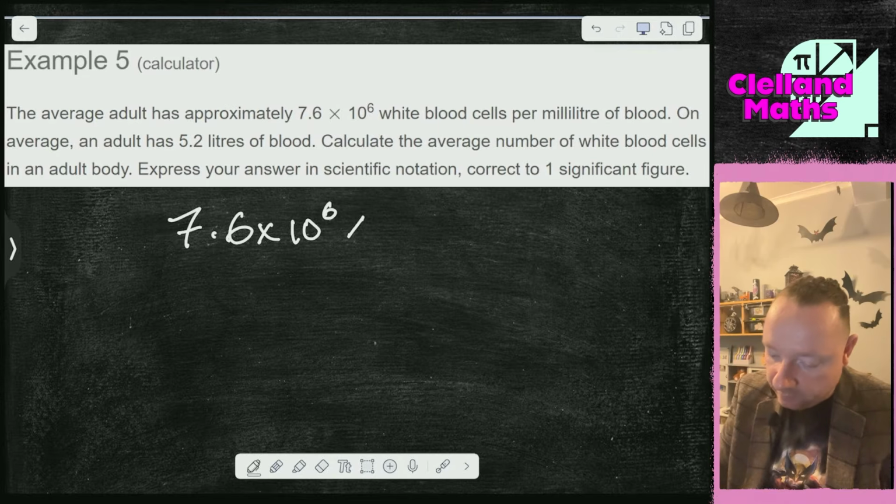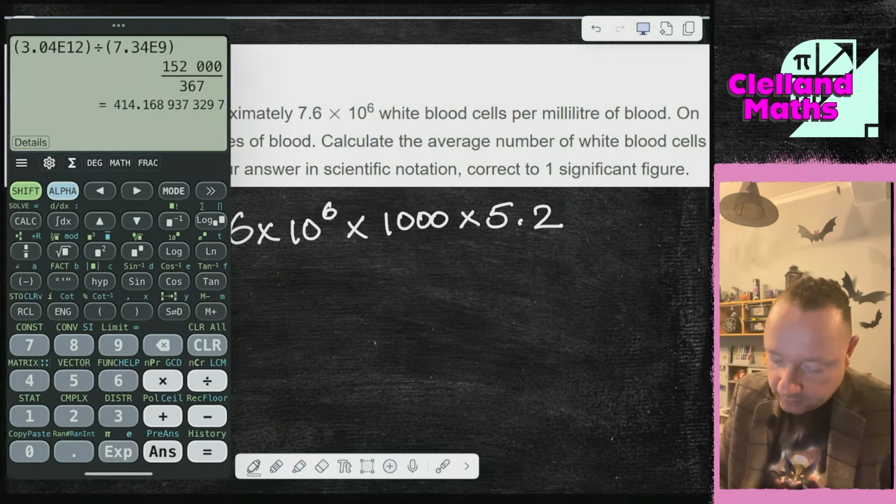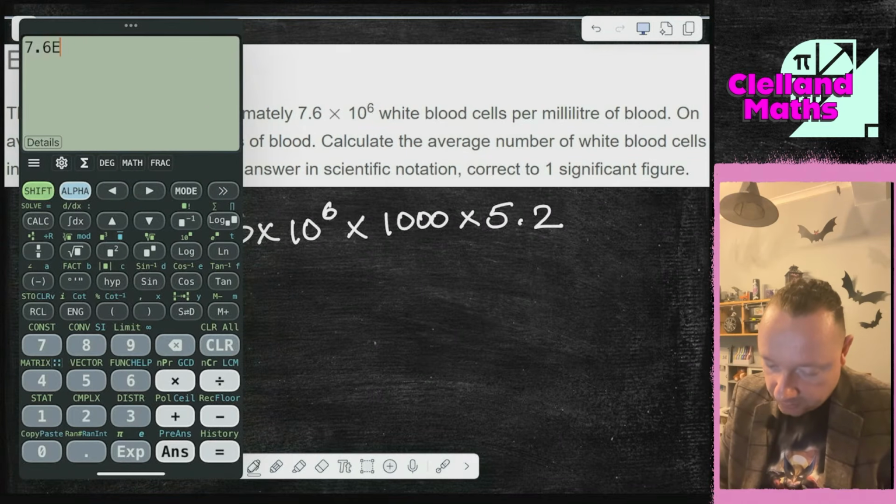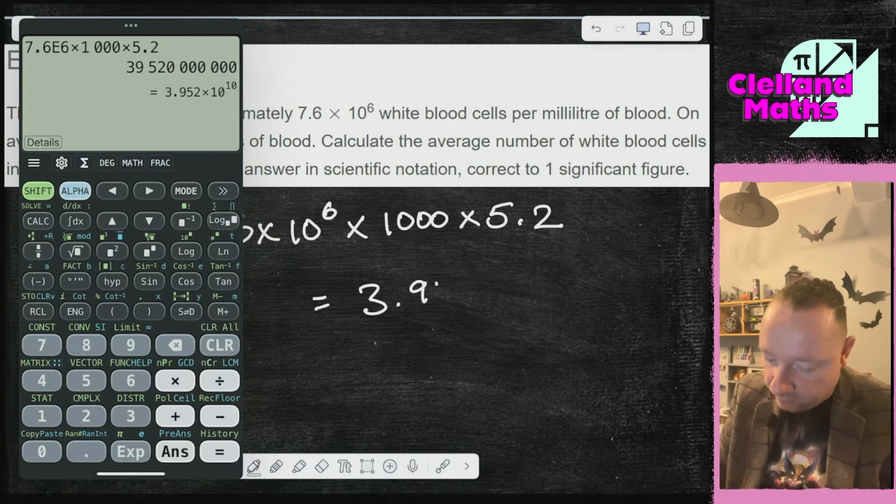But let's go into this, 7.6 times 10 to the 6. Now we're timesing by 1,000 to get a litre, and then 5.2. So there we are, 7.6 times 10 to the 6, 7.6 exponential 6, times 1,000, times 5.2, gives us 3.952 times 10 to the power of 10.